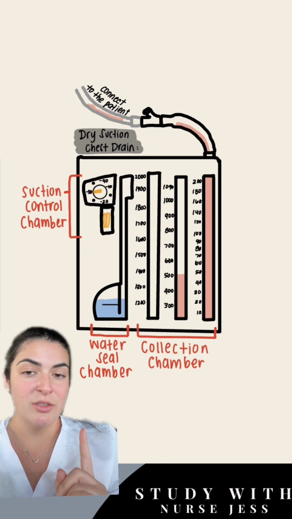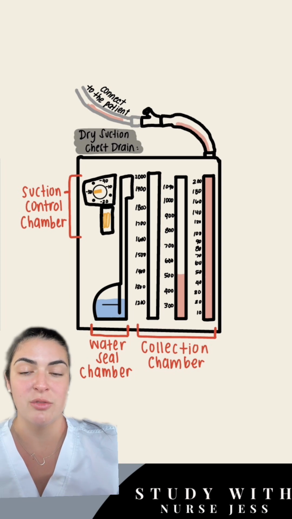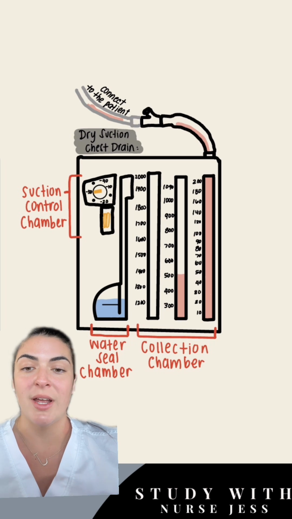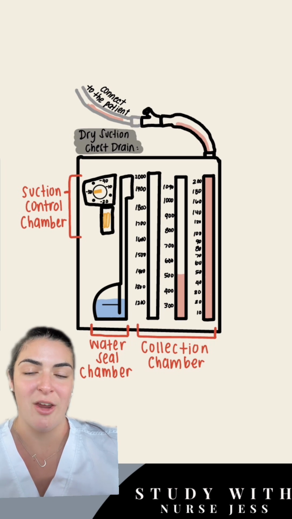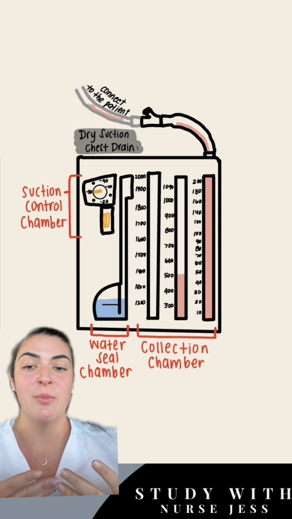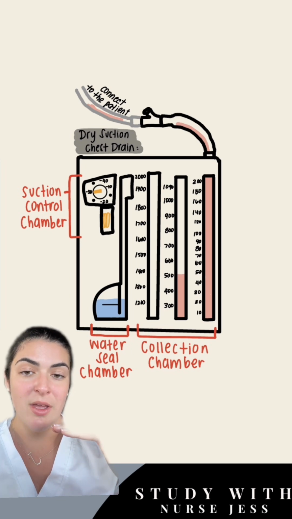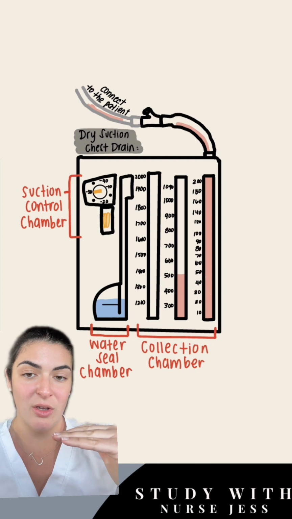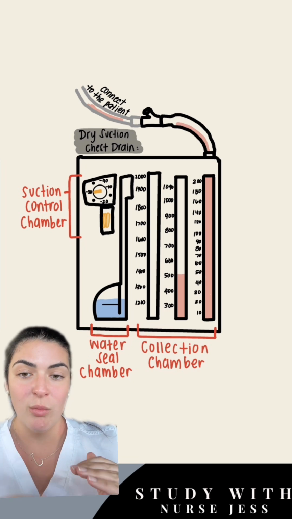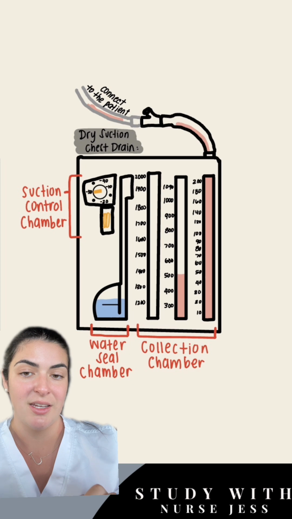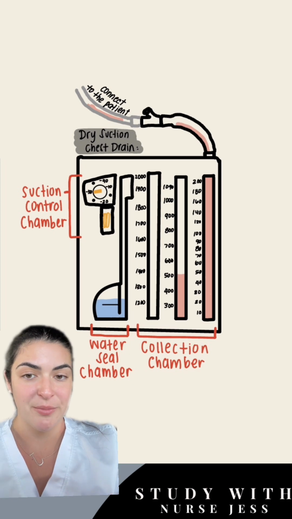Next, we have our water seal chamber that helps us understand the pressures within the system. Remember, our thoracic cavity is a negative pressure environment. So when we take in a deep breath and we have a chest tube, that water seal level is going to go up. And then when we expire or exhale that breath, it's going to go down. So normal tidaling is an expected finding within the water seal chamber.